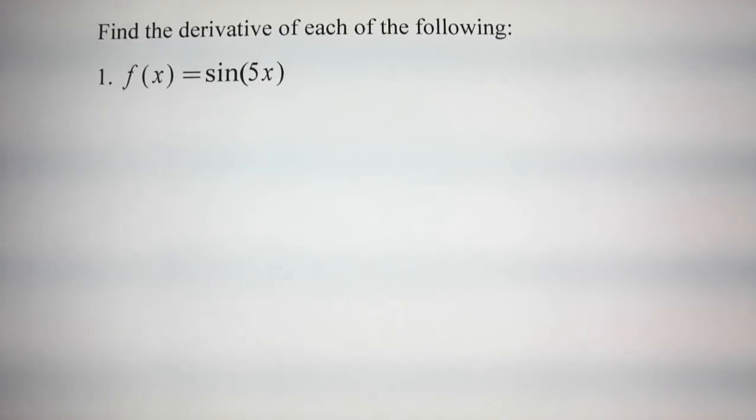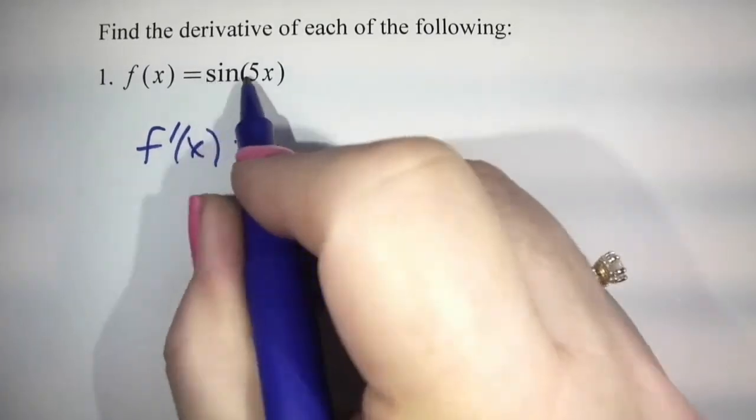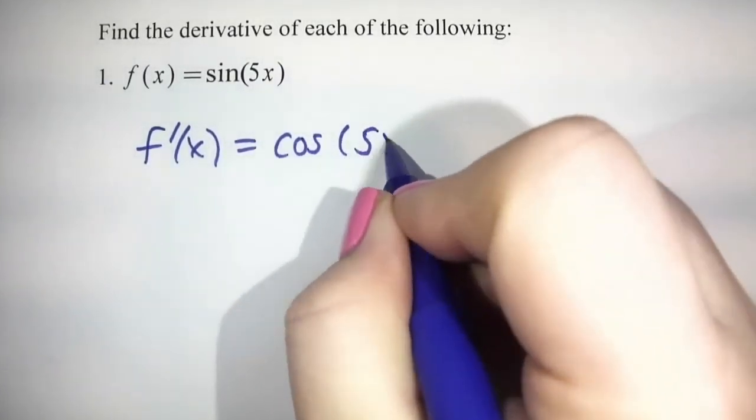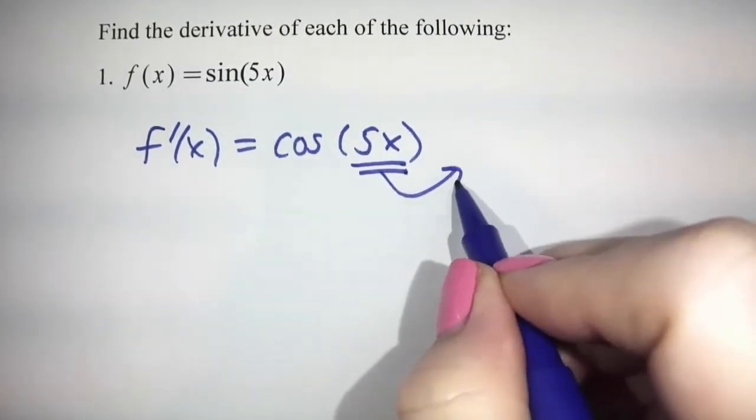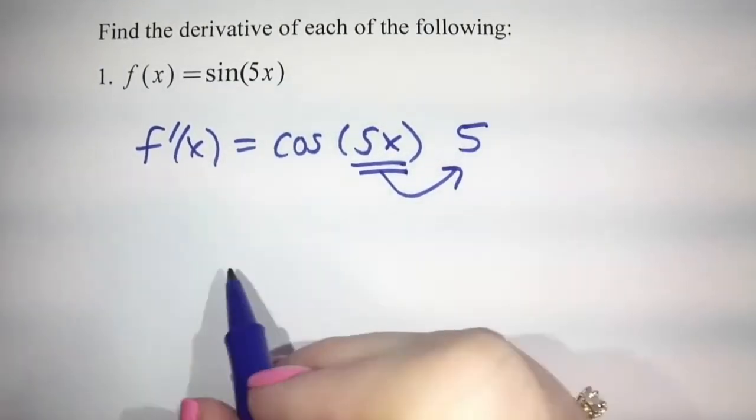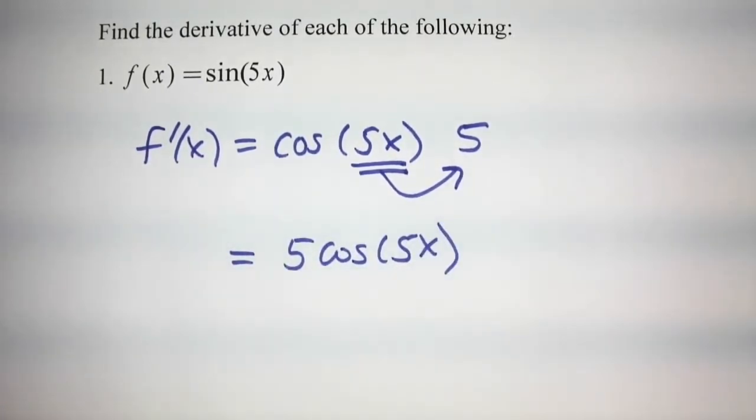Number 1 here, we have f of x equals sine of 5x. So now we're adding the chain rule into the basic derivative of sine x. We know the derivative of sine of anything is cos of the anything, and then by the chain rule, it would be times the derivative of the anything. So cos of 5x, times by the chain rule the derivative of 5x, which would be 5. So our answer would be 5 cos 5x.